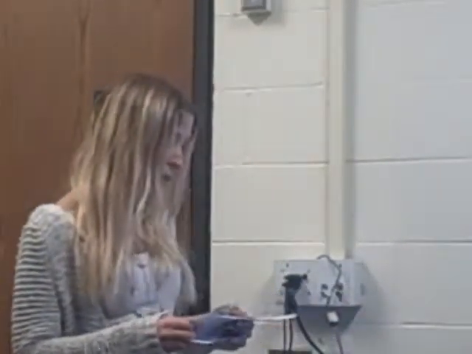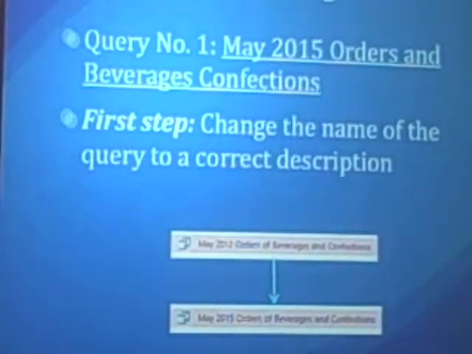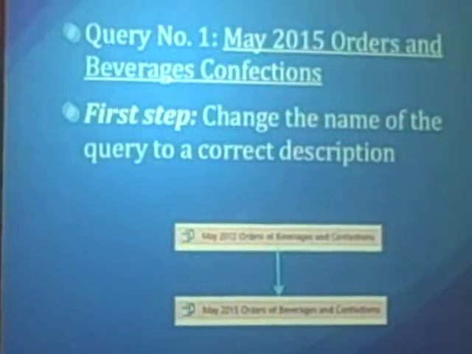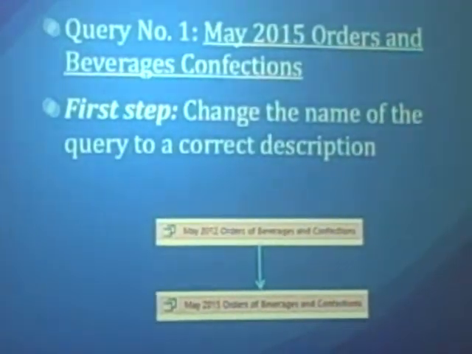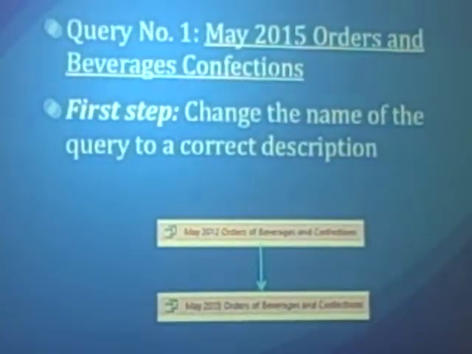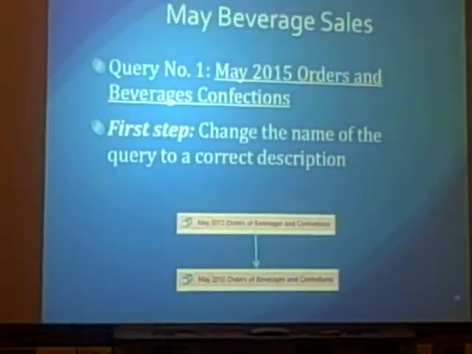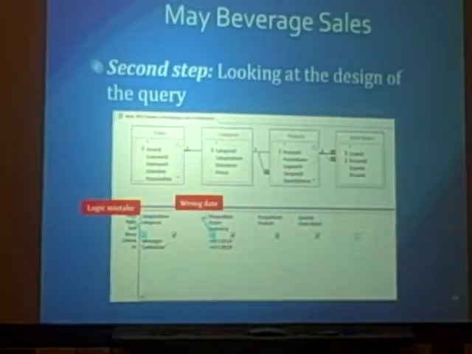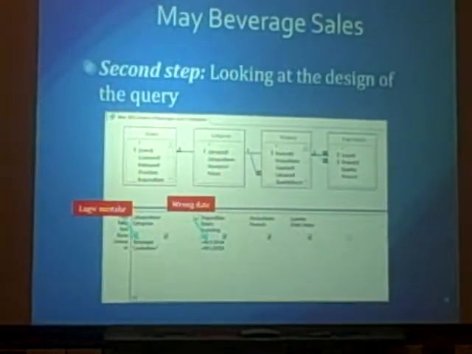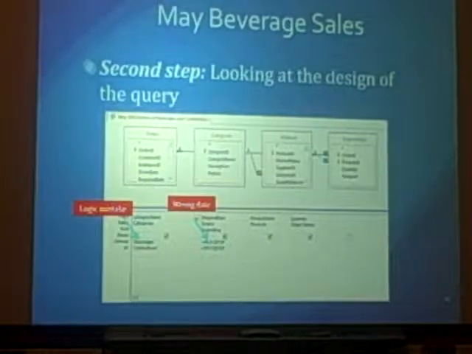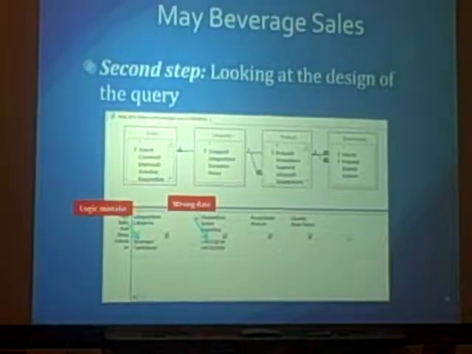So for the first query, the one that was supposed to show orders on beverages and confections in May 2015, the first thing we did was change the name of the query, because as you see here, it said May 2012, but we changed it to May 2015 because it's important to keep your data properly named and organized. The second step was to look more deeply into the design of the query, and in it we found 2 mistakes.